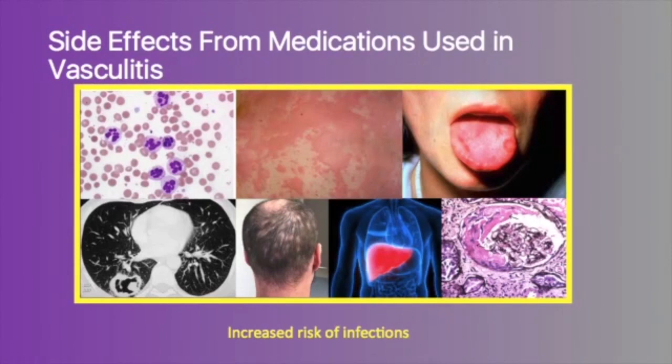of different side effects from medications used in vasculitis. You can see skin rashes, you can see problems like the white blood cells that are over in that upper corner, sores on the tongue. Down here you see some lung involvement. That's a CT scan of the lungs. Some hair loss, some liver issues.